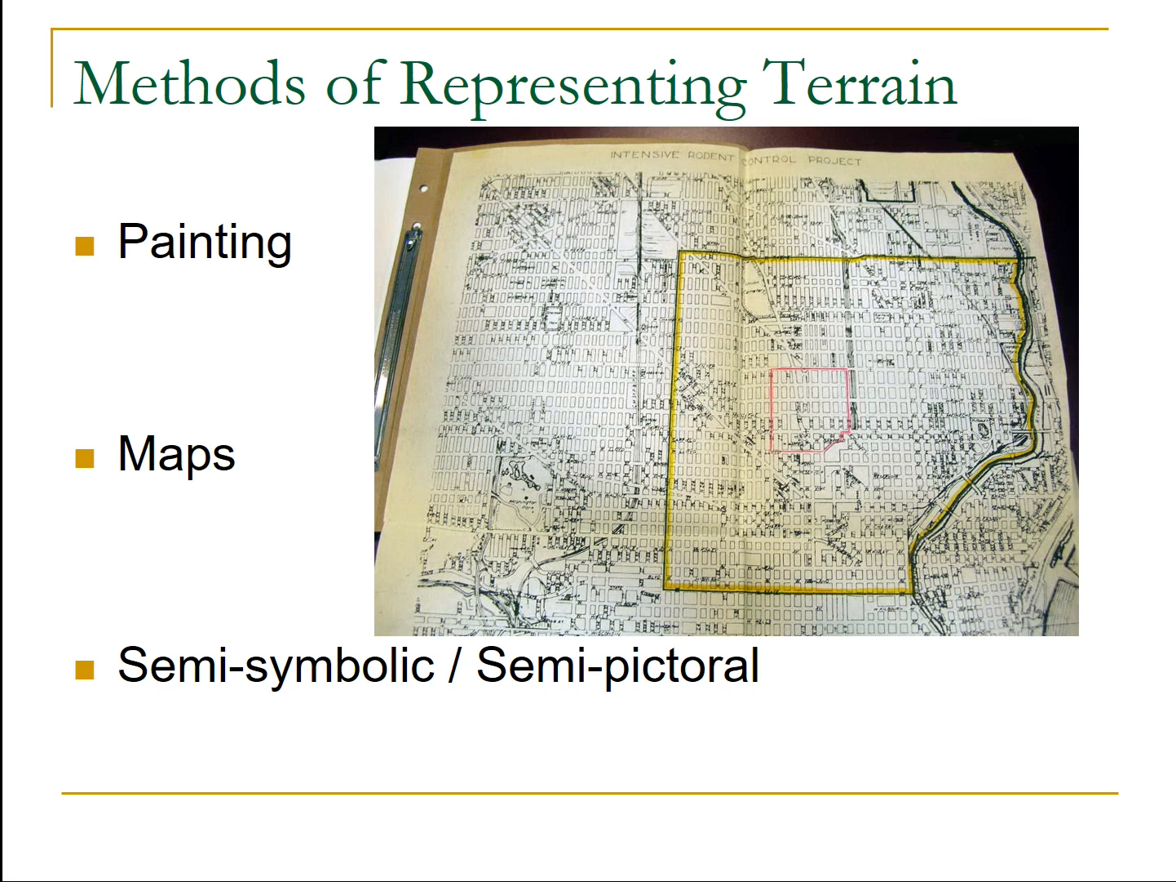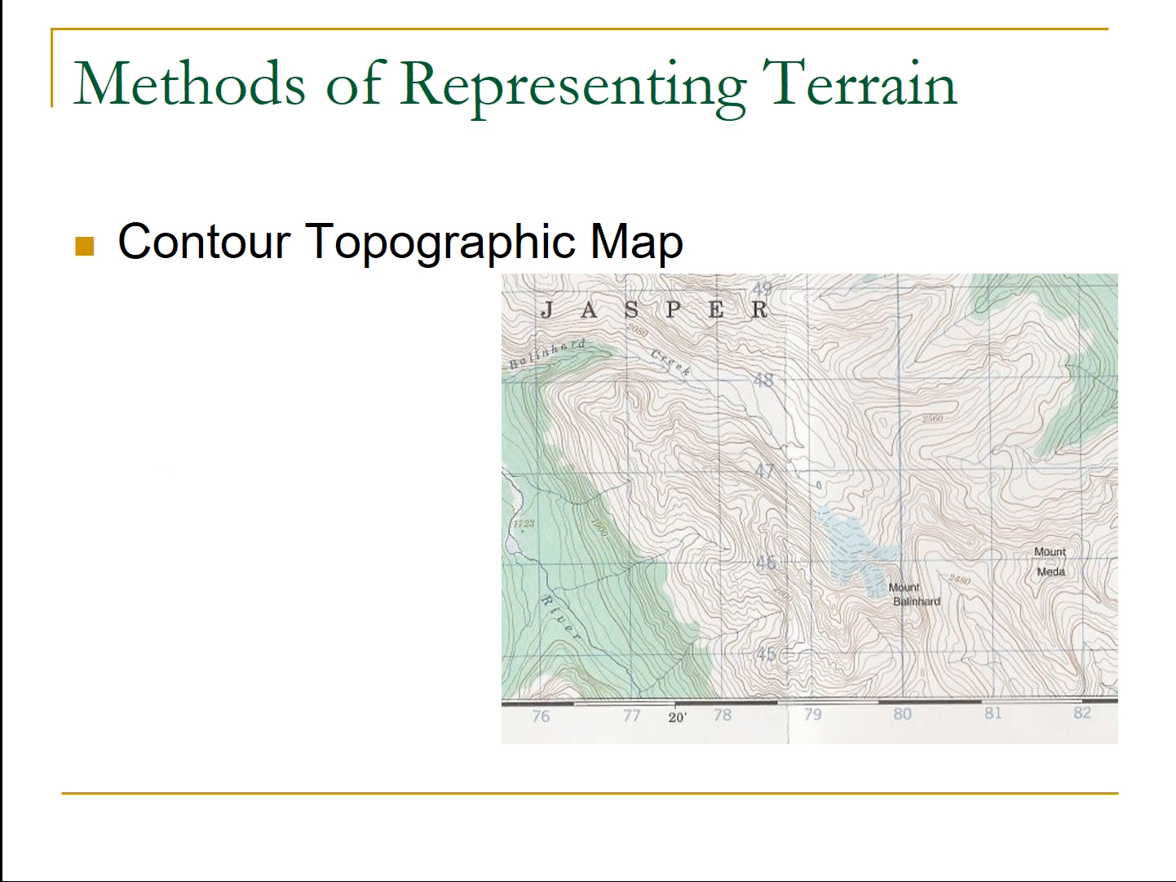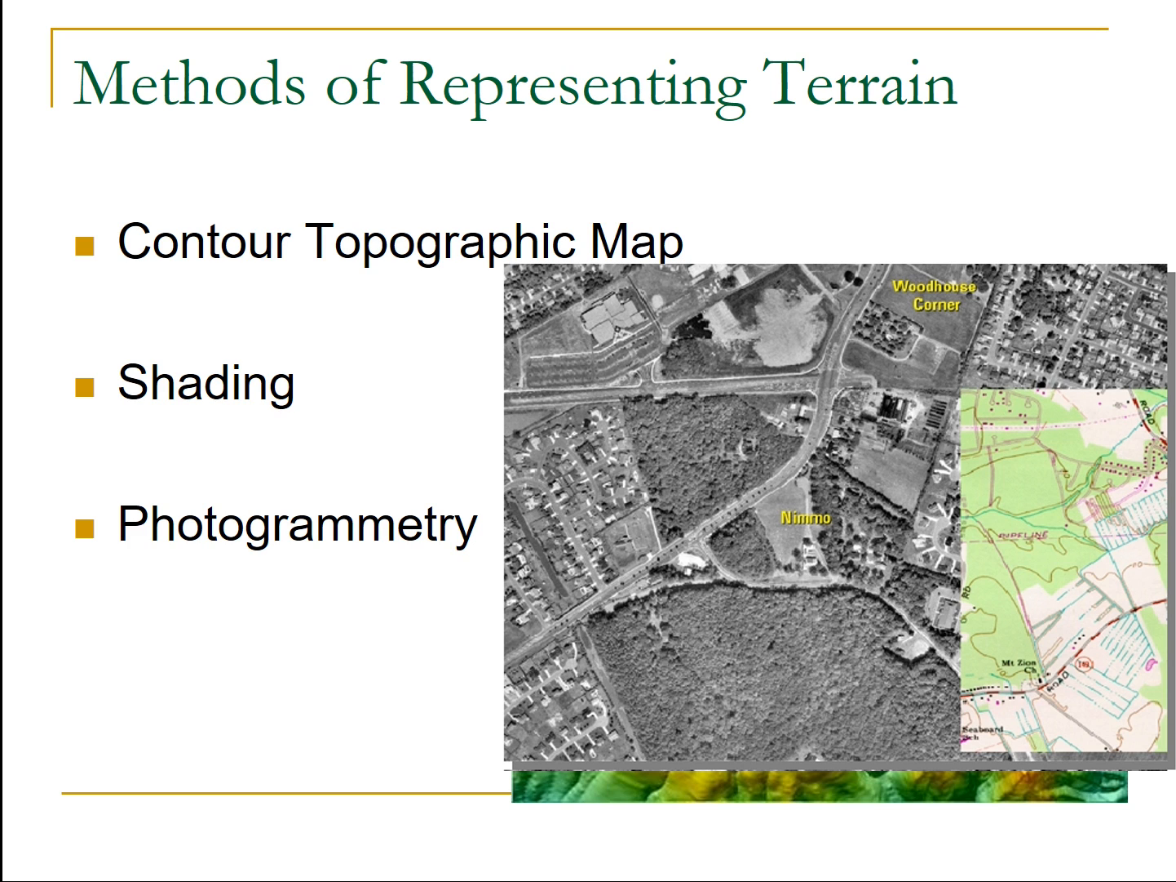We also have semi-symbolic or semi-pictorial. Here's an example of semi-symbolic, looking at cadastral maps, where we can see lines mean certain things and polygons mean certain things, so that's another way to represent. Contour maps, specifically, we can see contours showing us that elevation. Shading, like I mentioned before.